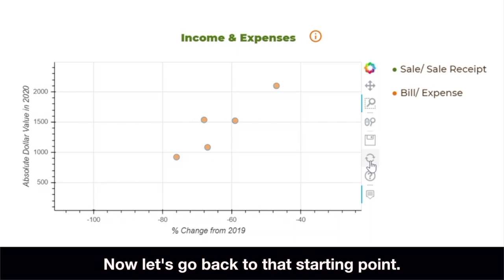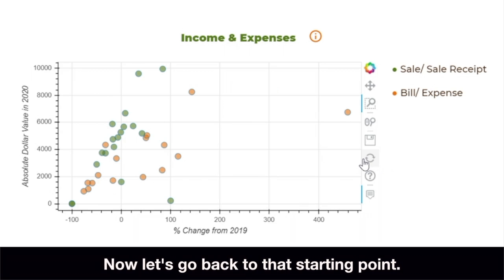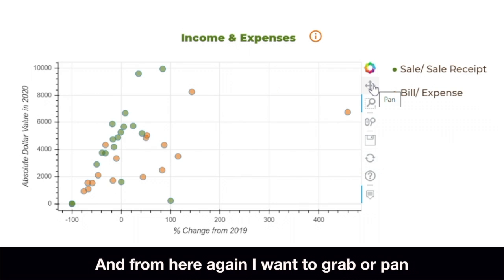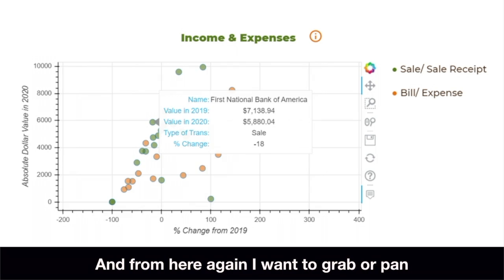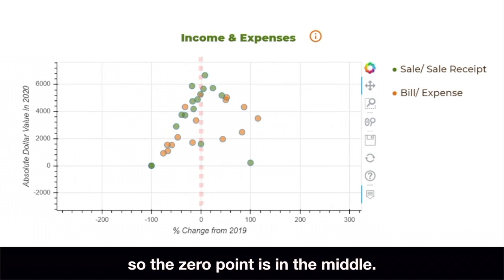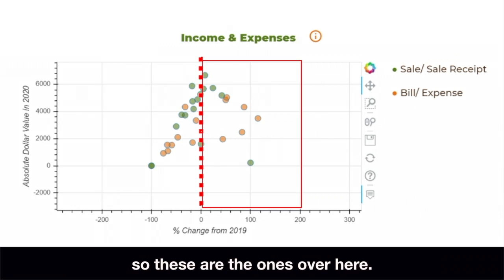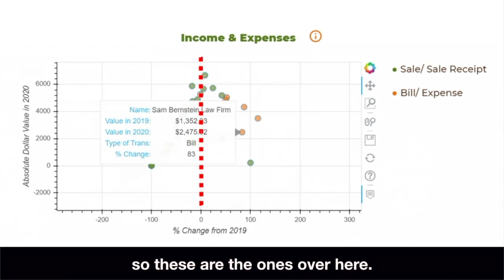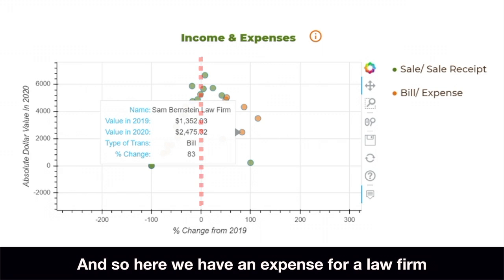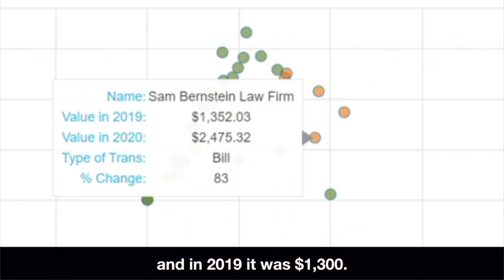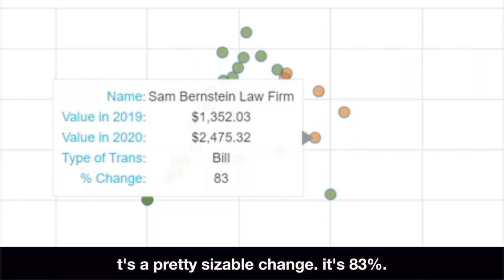Now let's go back to that starting point. And from here again, I want to grab or pan, and again move my numbers so the 0 point is in the middle. Let's look at some of these expenses that went up. So these are the ones over here. And so here we have an expense for a law firm. And in 2019 it was $1,300. In 2020 it's $2,400. It's a pretty sizable change. It's 83%. This could be a good thing or a bad thing depending on the context.